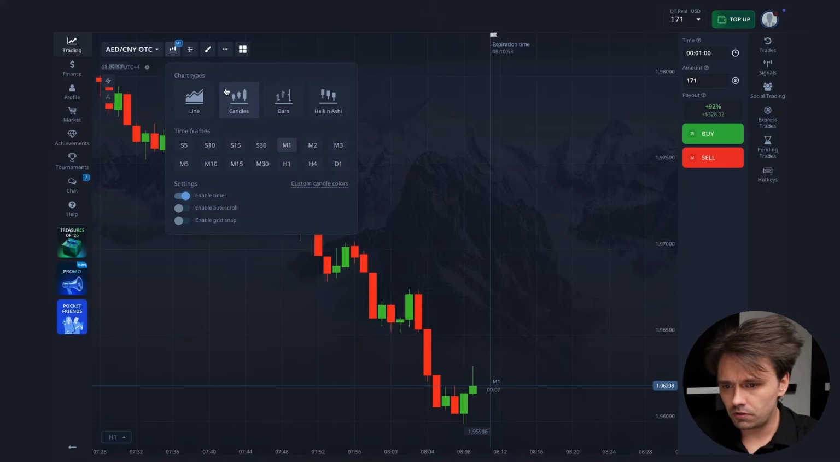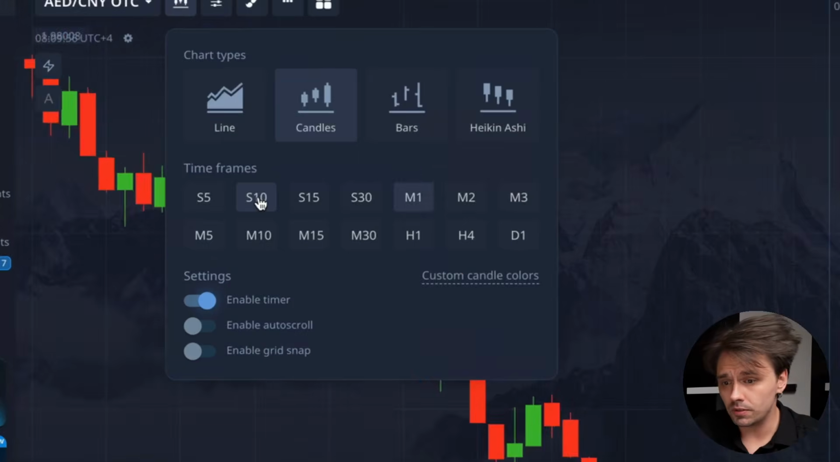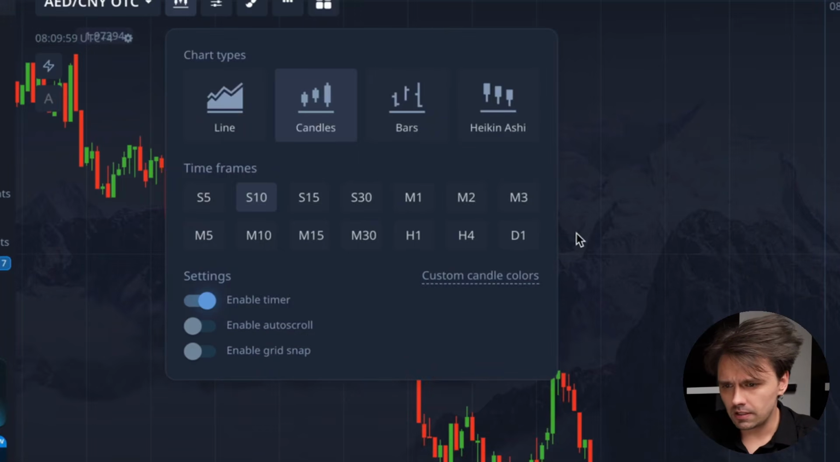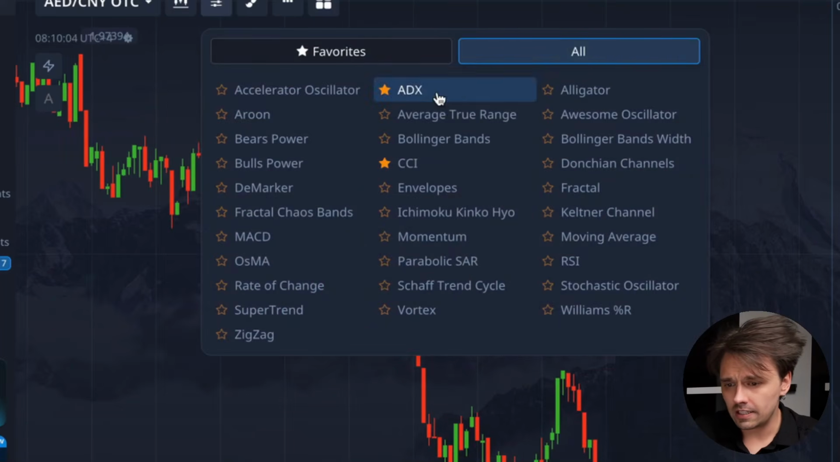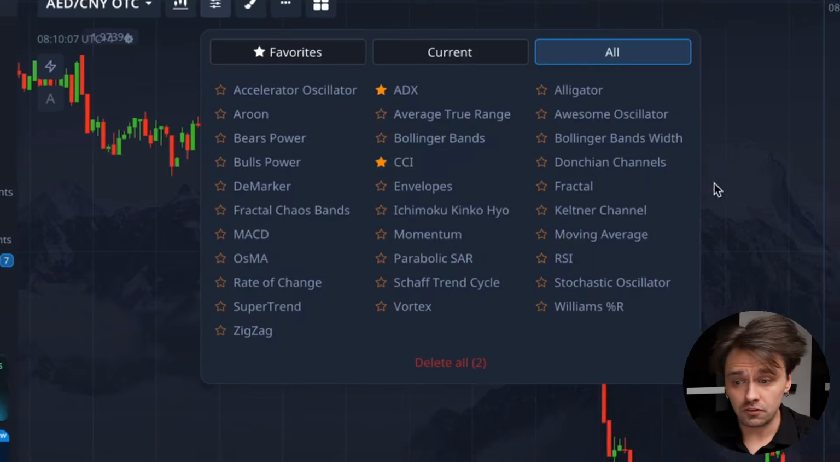So before starting the trade, I'll set up my platform because I want to get the most accurate readings. I set the chart type to candlestick. The time frame is very short, 10 seconds. I'm taking the ADX and CCI strategy as the base. So now I'll set up each one.